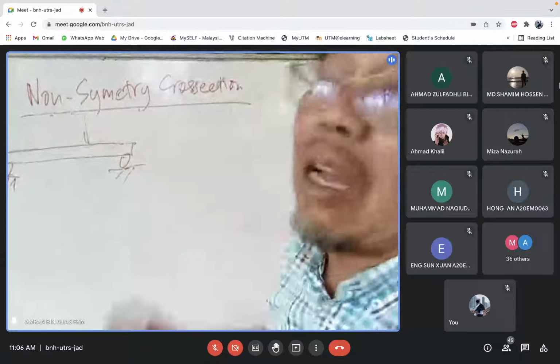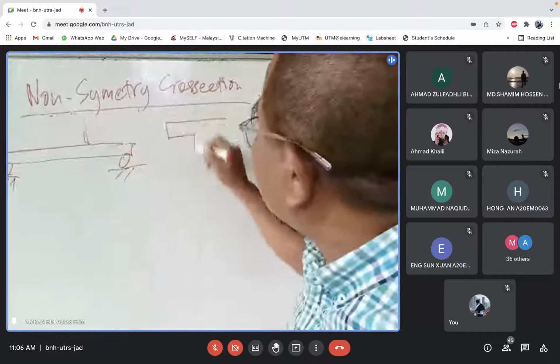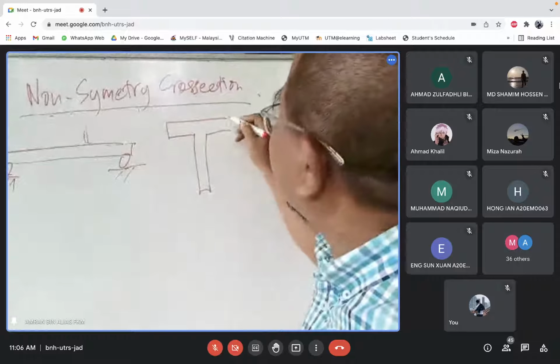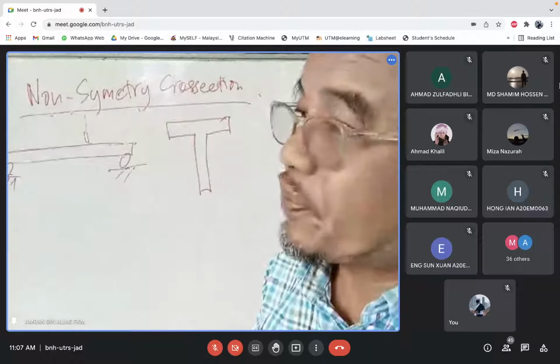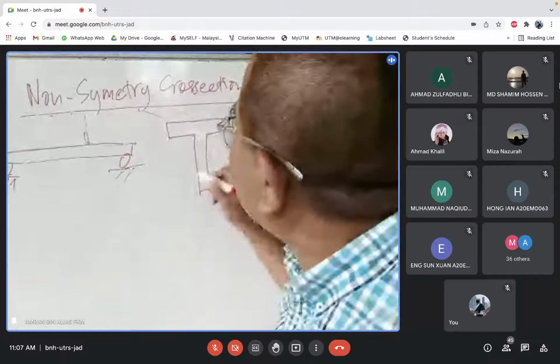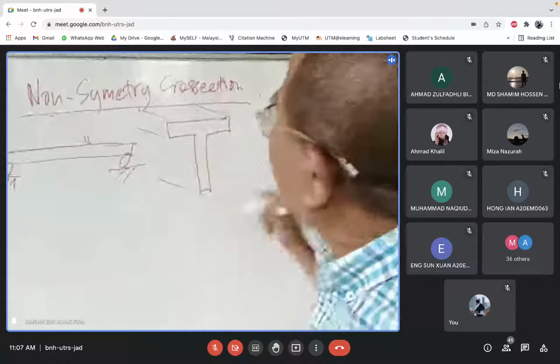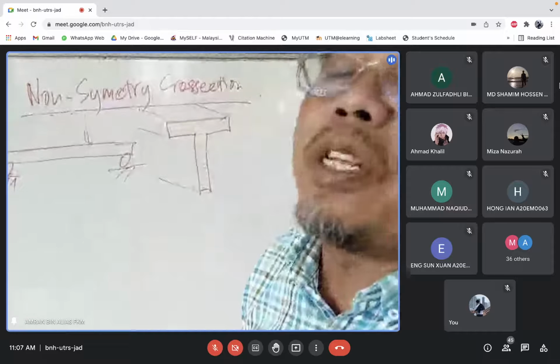This is the cross section now. Let's say a simple shape here. The cross section is like that. So this is not symmetric. You see that? Yes. This is what I mean. The cross section is not symmetric. How do we bend the cross section that is not symmetric? The stress on the top and the bottom is different.